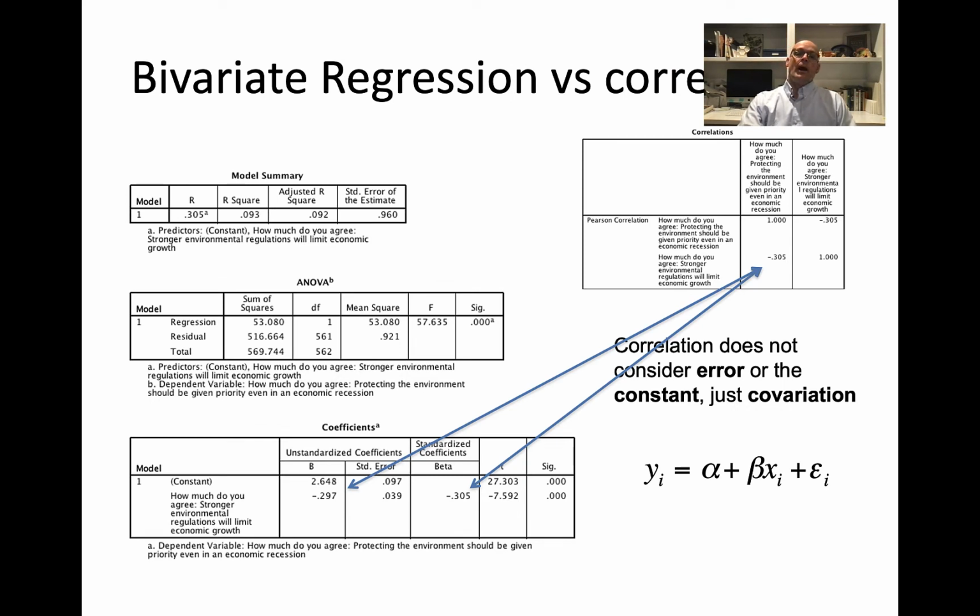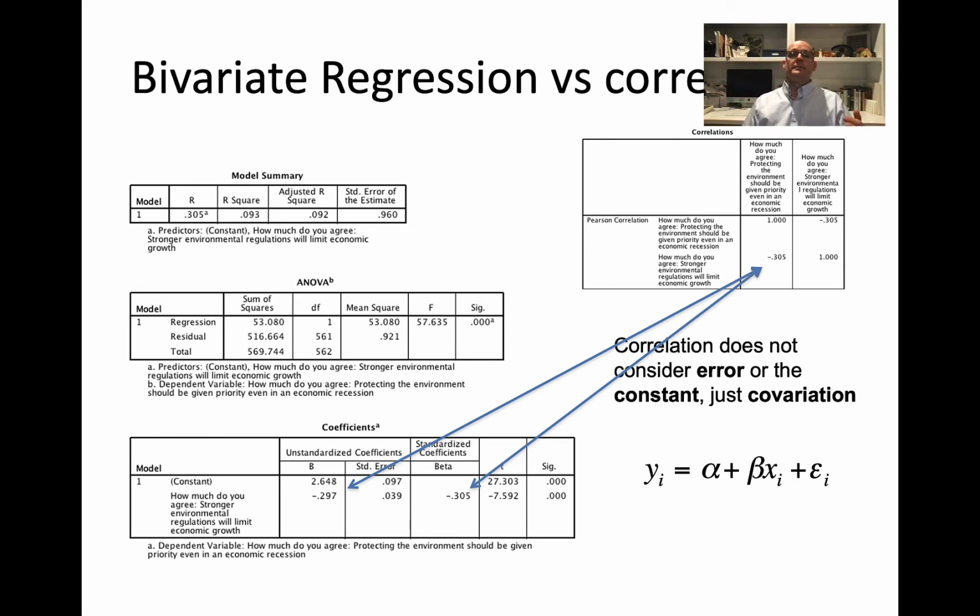Okay, so why not just do a correlation? Well, bivariate regression has a couple things. First of all, correlation doesn't consider the error or the constant. It just looks at how much things change. And if you look over here, they're really, really similar. So the B value, which is the regression coefficient, and this correlation coefficient over here are really, really close. This is negative 0.305 and this is negative 0.297. Wait, how could that happen? If I run a correlation, I get 0.3, and if I run a regression, I get 0.297.